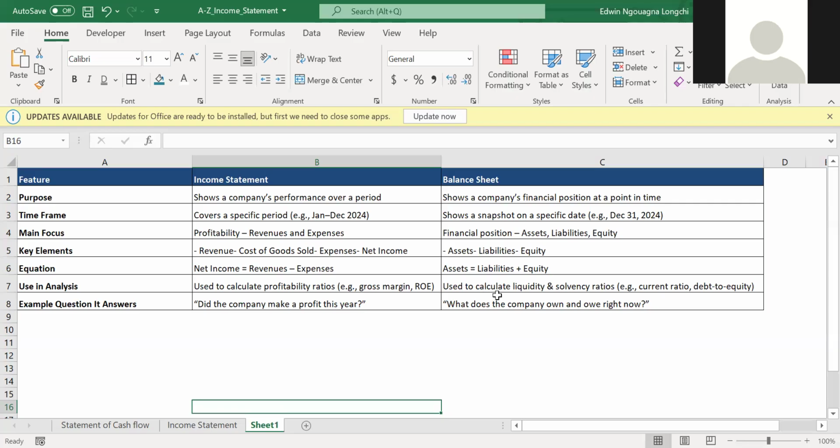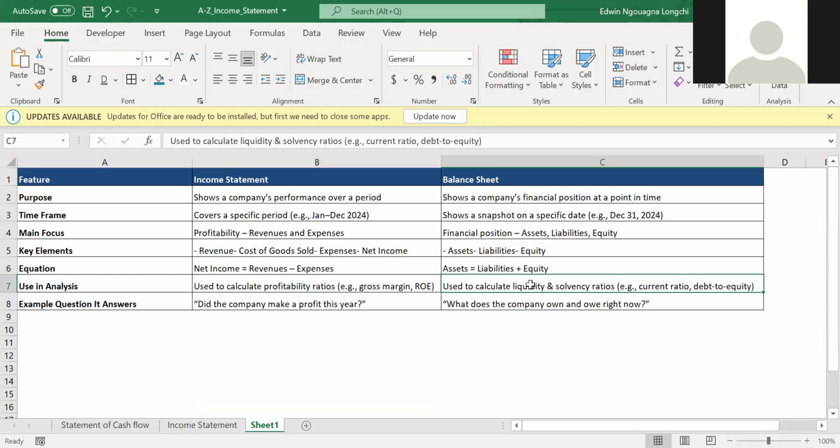But the balance sheet is used to calculate the liquidity and solvency ratios. Like I was talking about the current ratio, just the strength of the company. You can have profit, but you are not strong enough. Yeah, you can have profit from your income statement over a period of time. But from your balance sheet, it shows that you are not very strong. Maybe you have many investors and you give them dividends, and you are left with very little money, things like that.